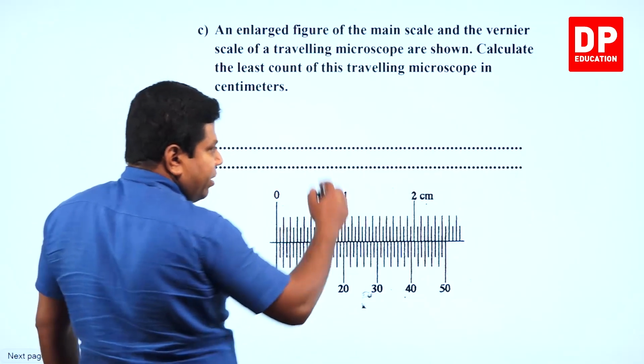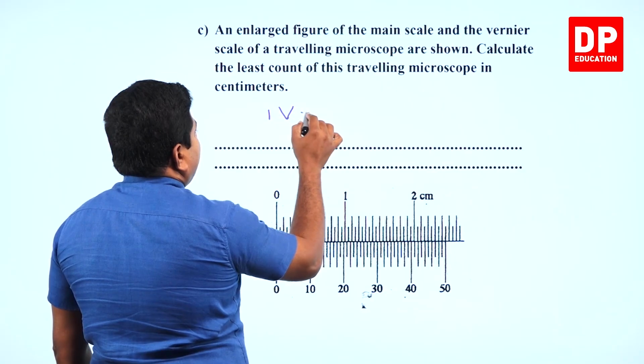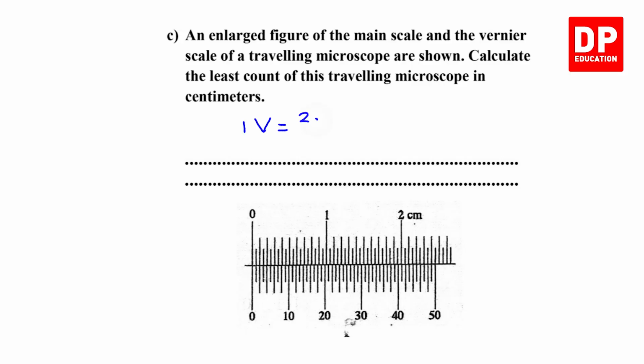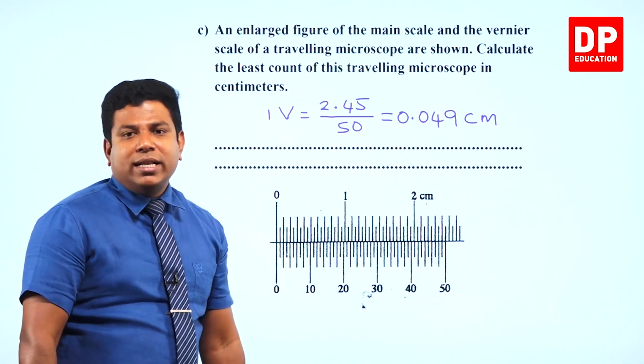So let's say one vernier equals 2.45 divided by 50. How much is that? If you multiply by 2 up and down, 100, 4.9. That means 0.049 centimeter is one vernier. One vernier scale is 0.049 centimeter.